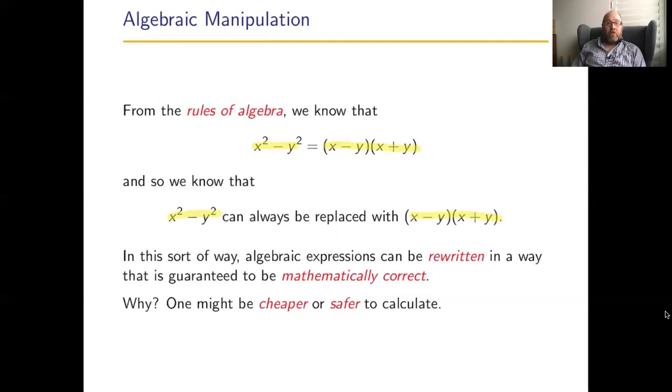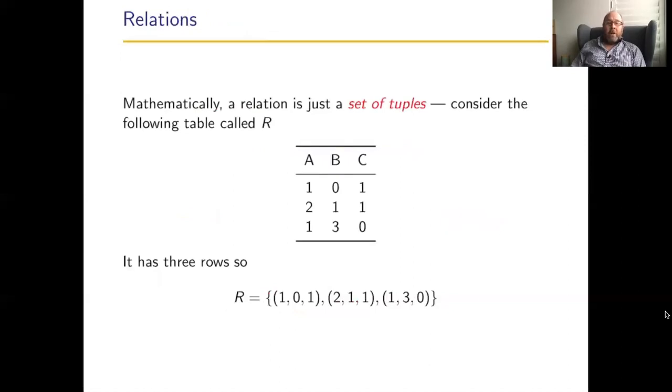The whole point of relational algebra is that the same things apply when x and y are not variables that refer to numbers, but we have variables that refer to relations or tables. Mathematically, a relation is just a set of tuples. Remember that a tuple is a thing a bit like a vector that has a value in each of several different coordinate positions. So here's a table called R.